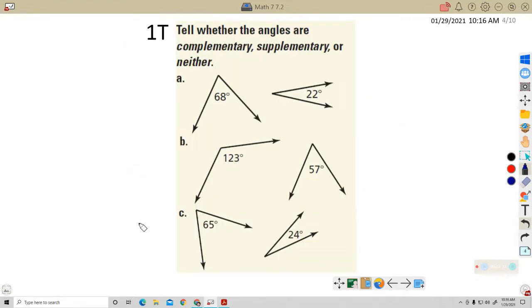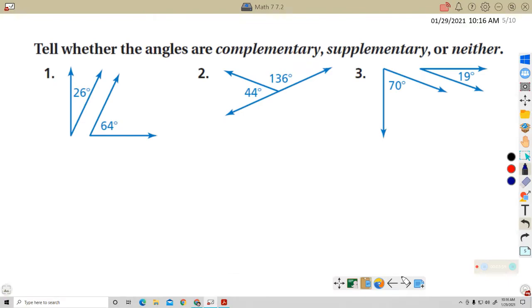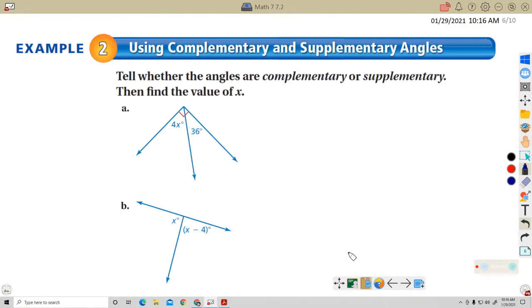These are going to be classified at the end. You'll put your answers in. I'll make it like multiple choice, right? So 1TA, B, and 1TC. So this is three separate sets of angles here. Tell whether they're complementary, supplementary, or neither. You just have to add them up and see what they add up to. So this is for in class.